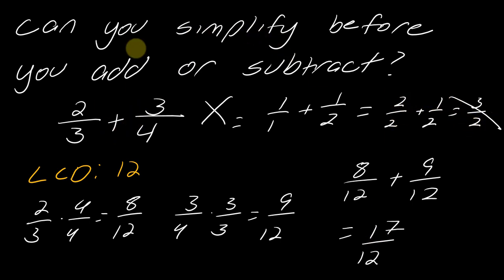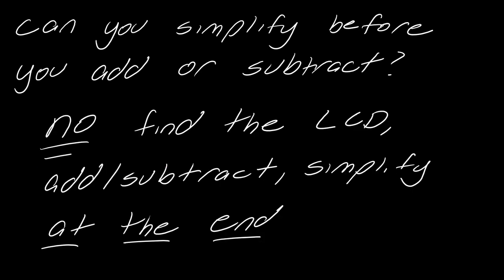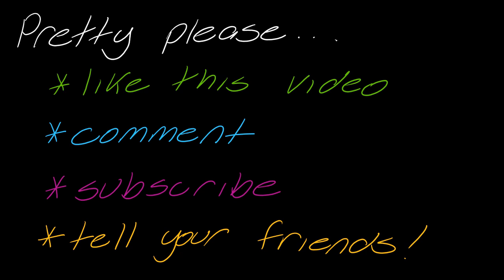So you cannot simplify before you add or subtract. So you cannot simplify before you find your LCD, you finish your adding and subtracting, and then you simplify at the very end. So I know sometimes this is confusing, but this is something that's super important to keep straight.